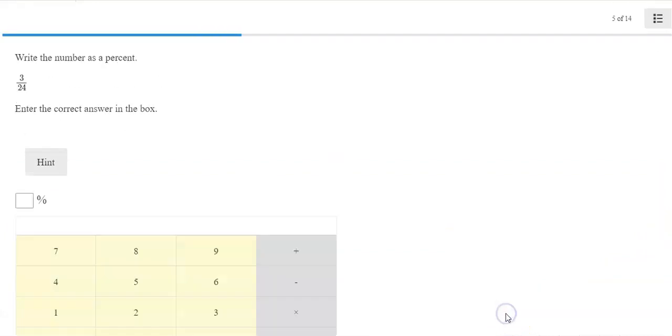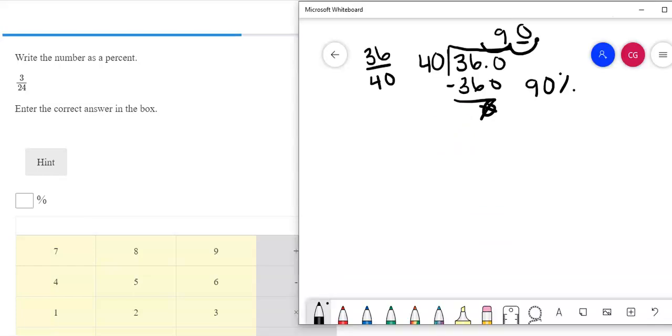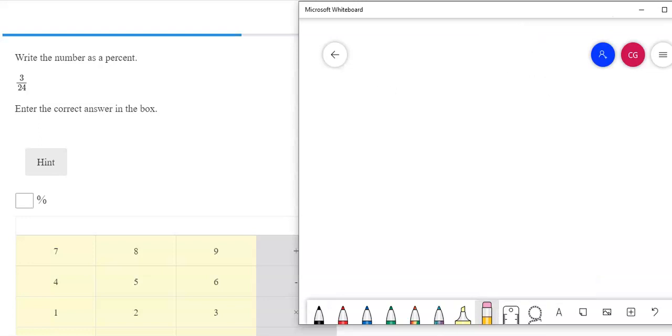Okay, we're on number 5. In your book, it's number 12. These next 6 are straightforward problems of write each number as a percent. So let's get out our work page here. You can choose to turn the bottom number into 100 or you can just divide. So I'm going to choose just to divide on this one because I have 3 over 24. And I can't easily get 24 to be 100.